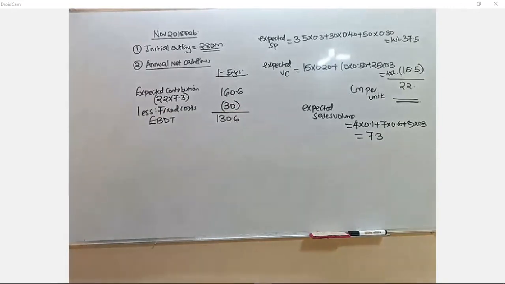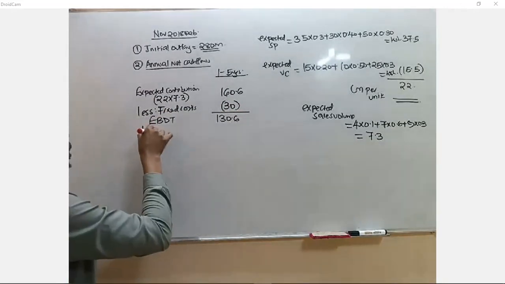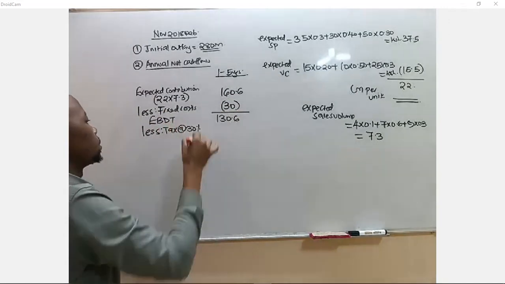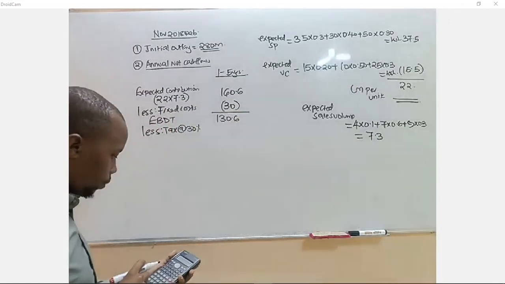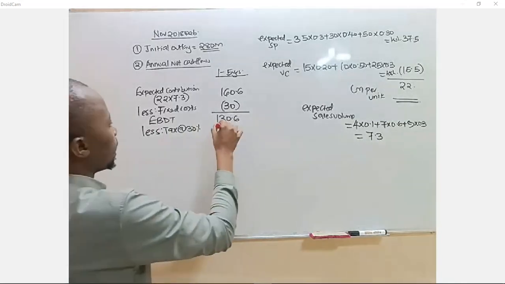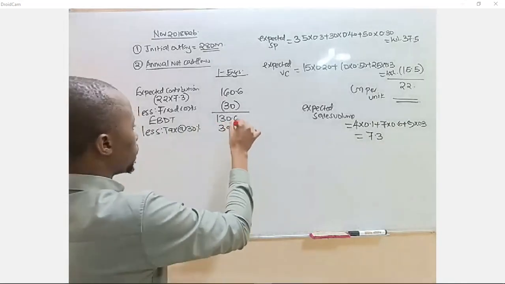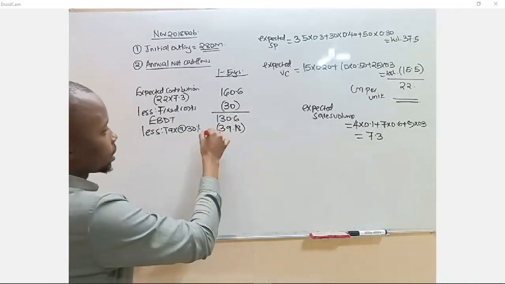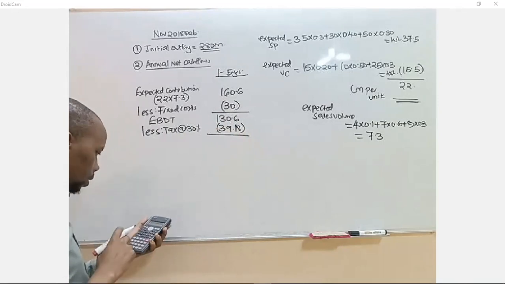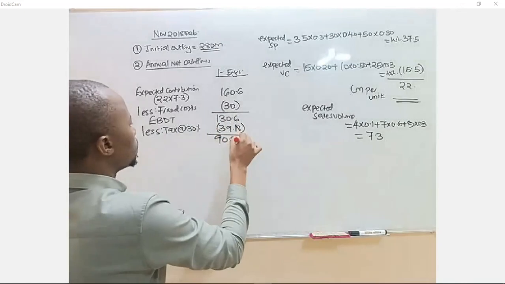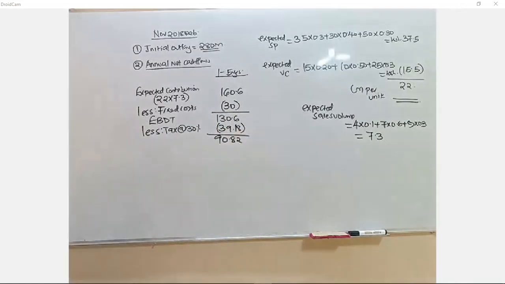130.6. Now after this, pay Caesar his share, less tax at the rate of 30%. Right? Now 130.6 times 0.3, we are getting 39.18. 39.18, right? So in this case, how much are we getting after taxes? 130.6 minus the answer, we're getting 90.82, right? That is after taxes.